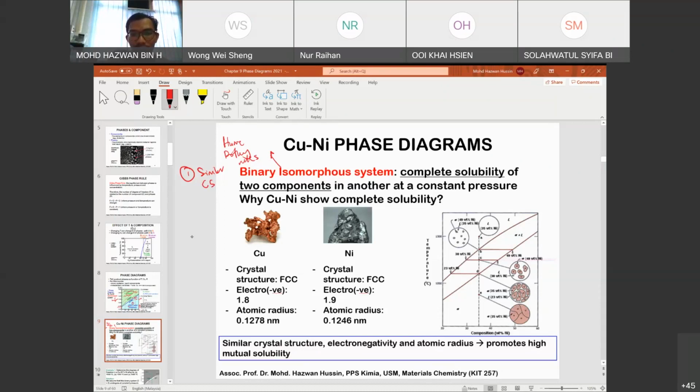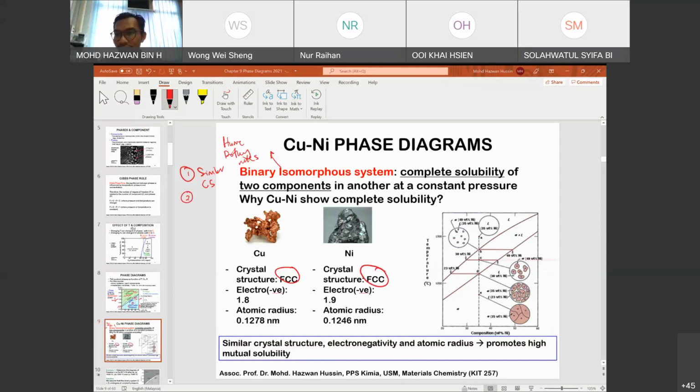For example, copper has FCC, face-centered cubic. Both are actually having the same face-centered cubic. All right. Second, what will be the next rules or points in Hume Rothery that you think are important to achieve complete solubility?